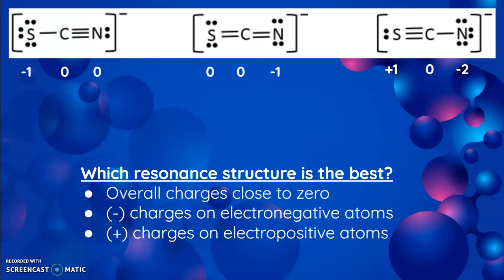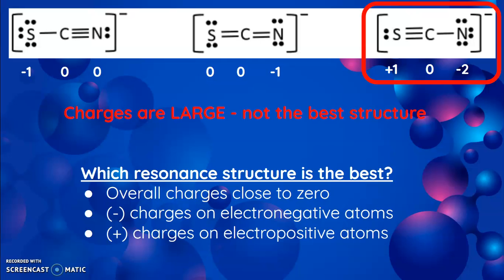Okay, so let's decipher which structure here may actually be the best. A couple reminders when we're going in to decide: you want your overall charges as close to 0 as possible. But if charges are unavoidable, make sure that the negative charges are on the more electronegative atoms and that the positive charges are on the least electronegative atoms. Sometimes I say electropositive. Again, that's kind of an outdated term. Let's focus on the one all the way over to the right first. What I notice is that those charges are further away from 0 than the other structures, so this is not going to be the best structure. I would eliminate this one almost right out of the gate, so to speak.